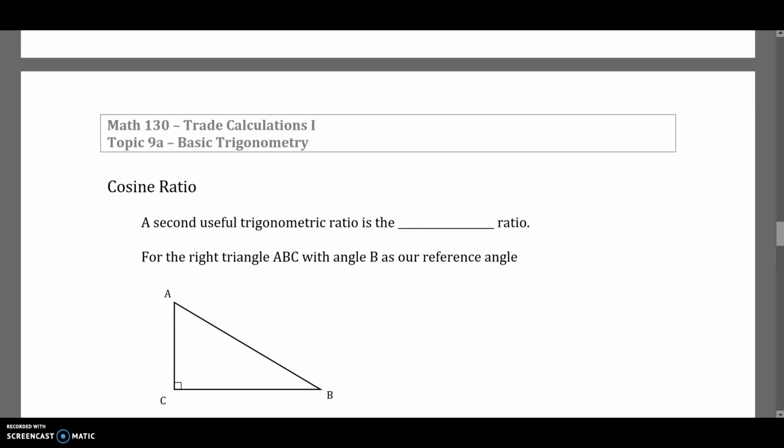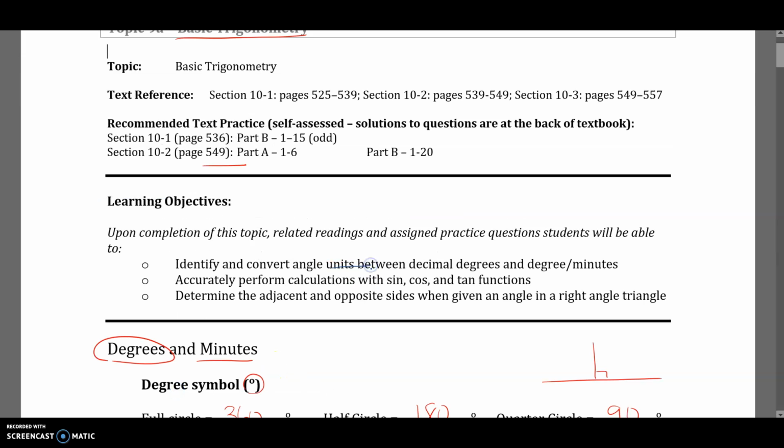As I mentioned, there are three major trig ratios that we look at. We just examined the sine ratio, and next we're going to look at the cosine ratio. Let's label the sides again. Again, we have triangle ABC, where C is a right angle, and we'll use B as our reference angle.